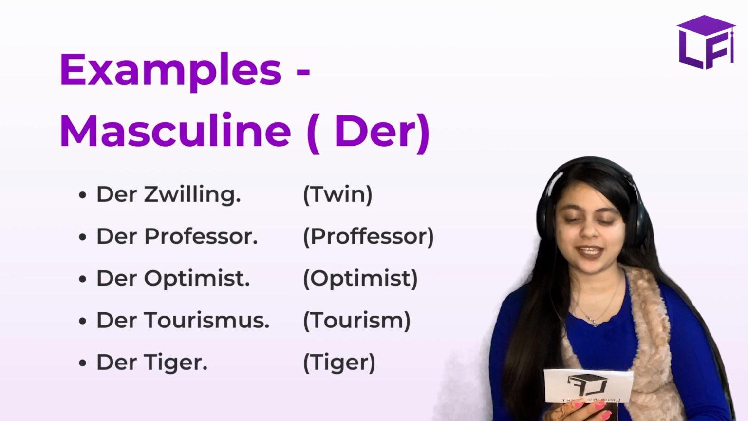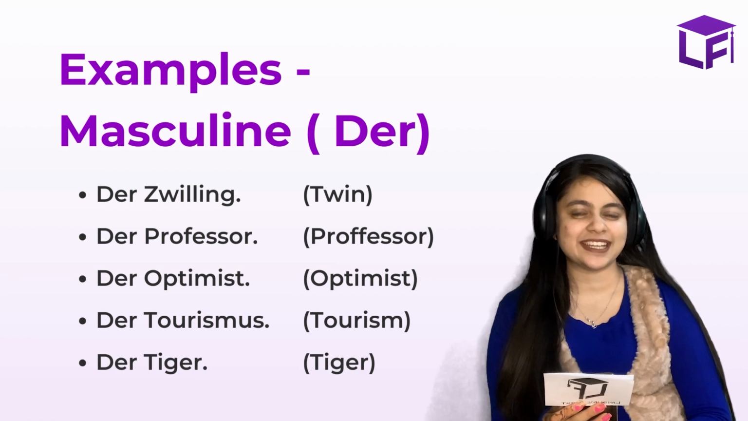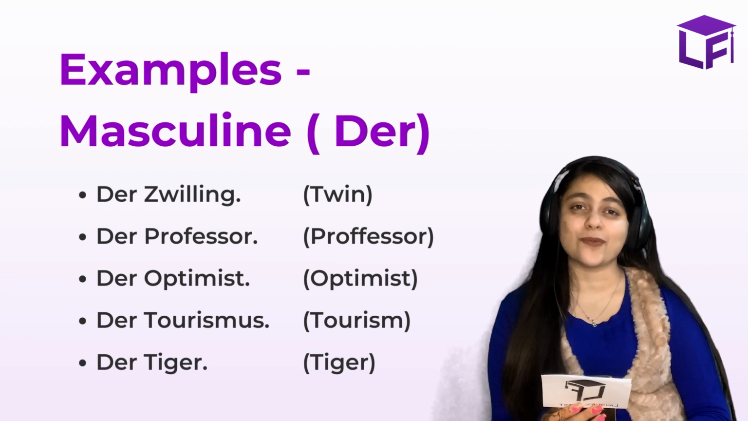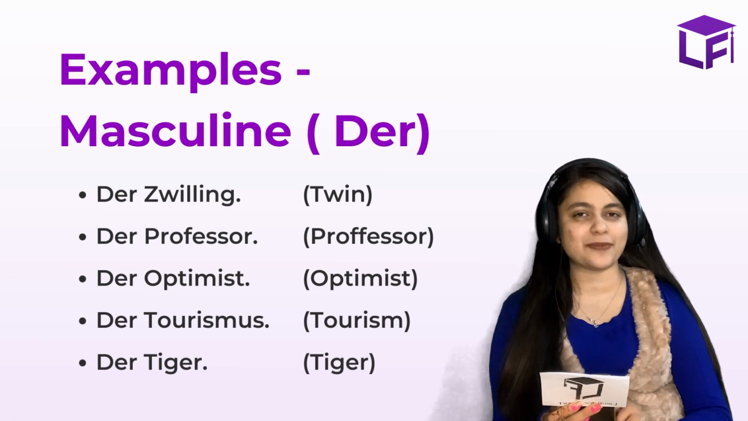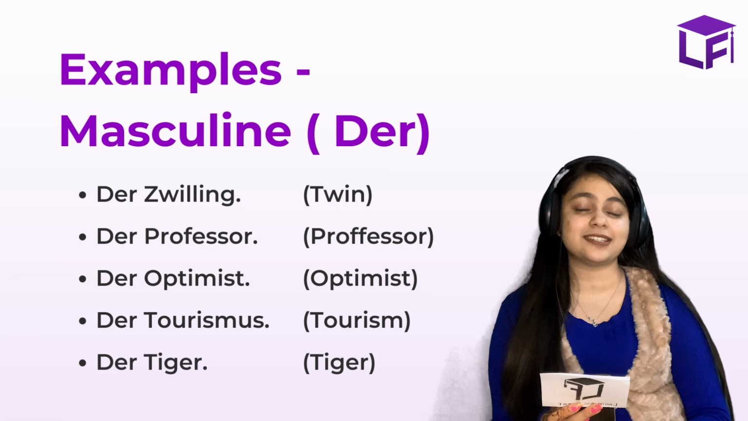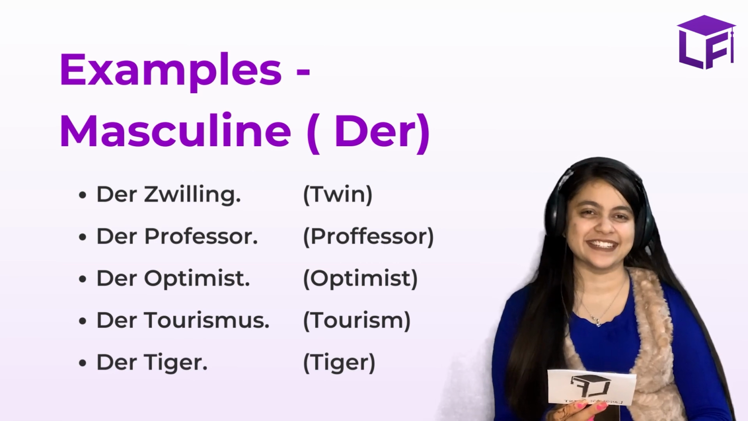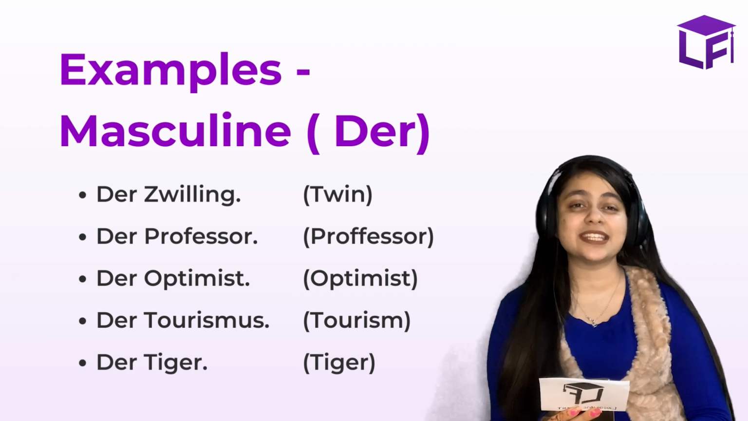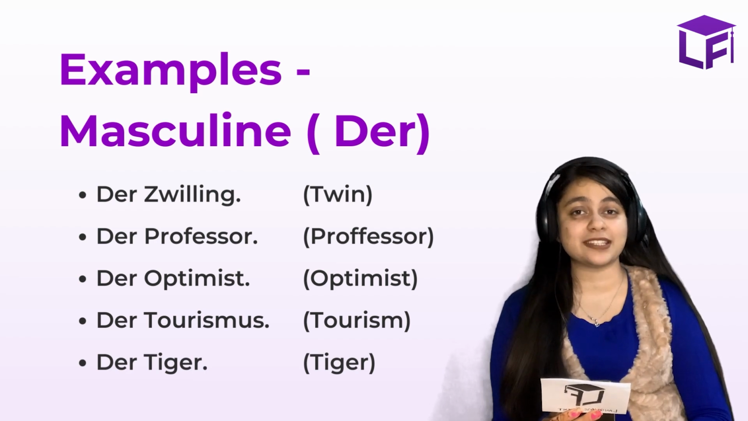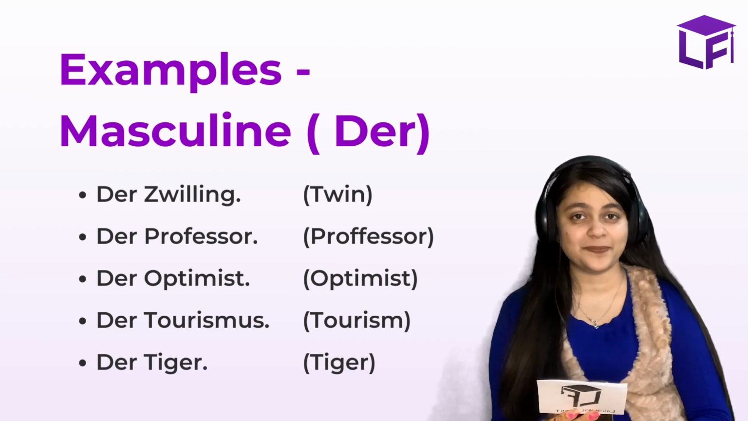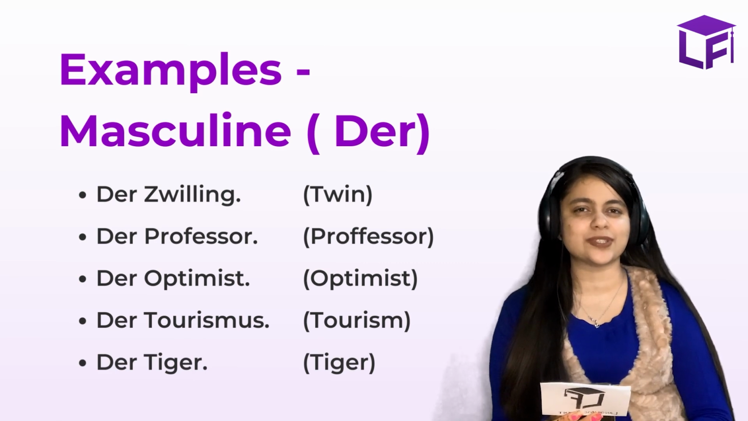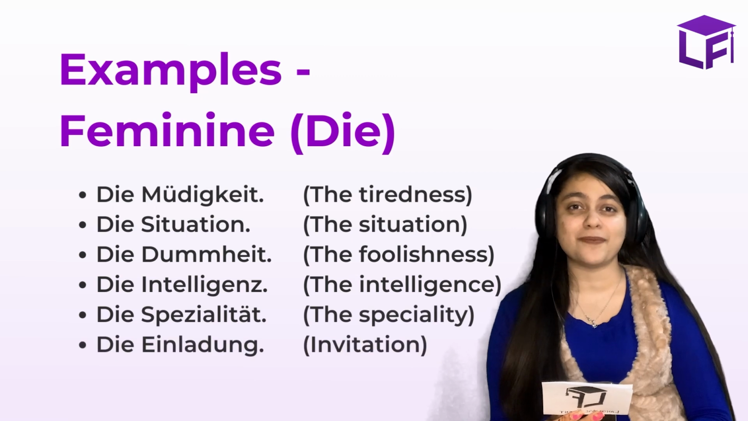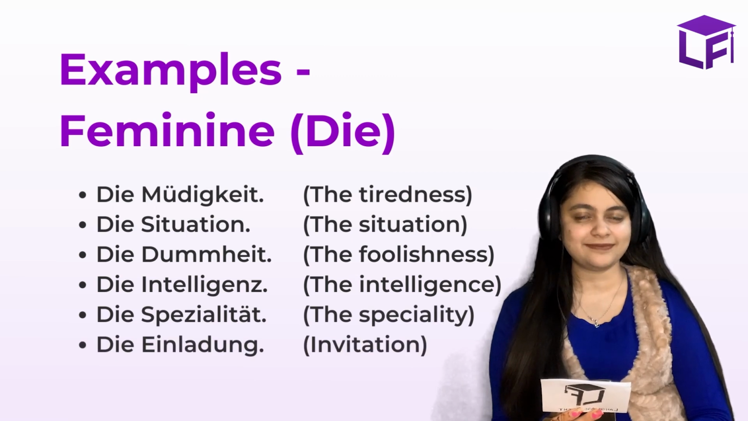The next one says der Tourismus, which is actually tourism. And the last example I'm going to share is der Tiger, which means the tiger. Alright, since we've now understood the masculine bestimmte article, let us also now understand how and where to use the feminine die bestimmte article.